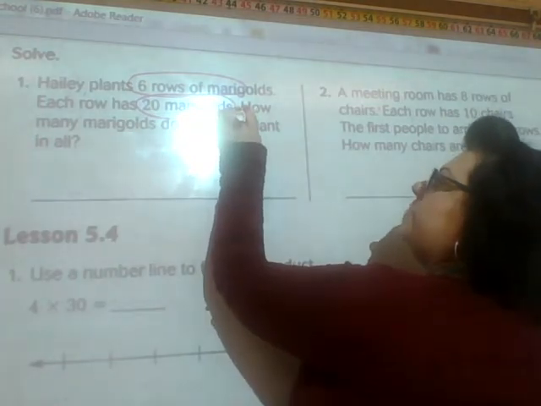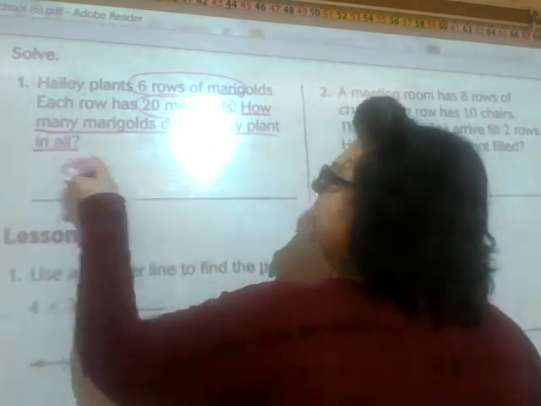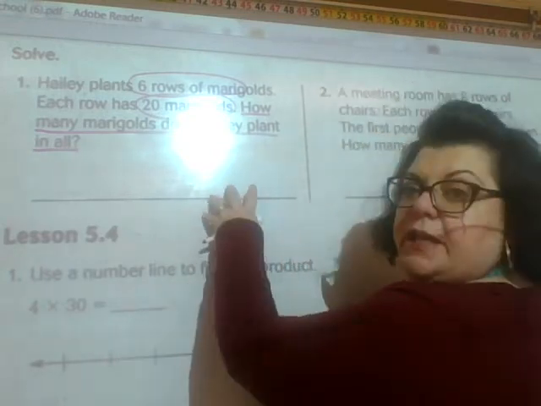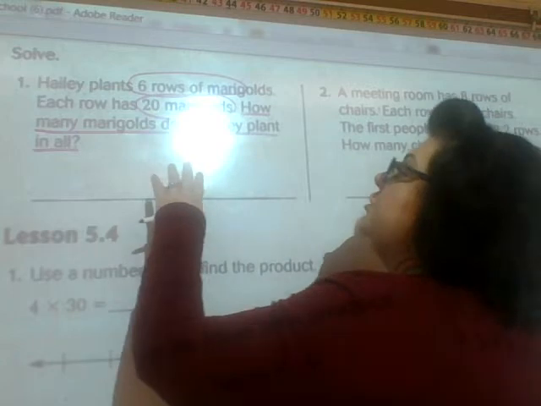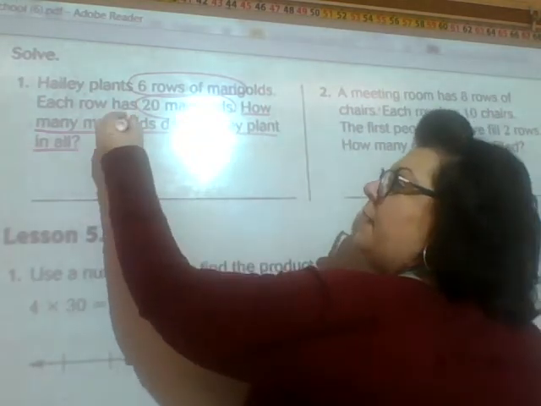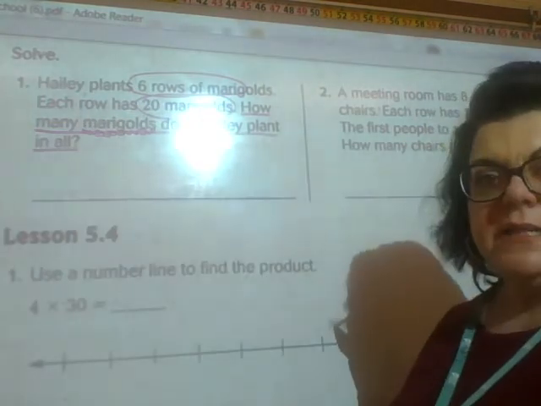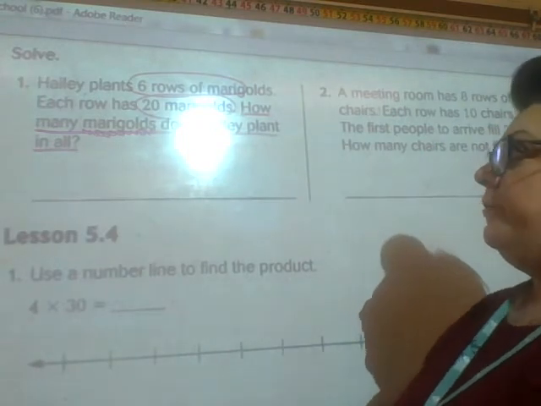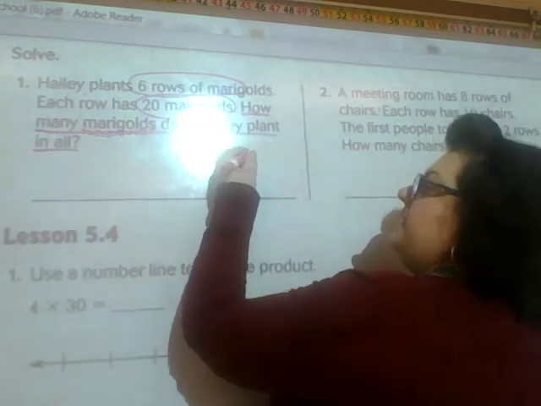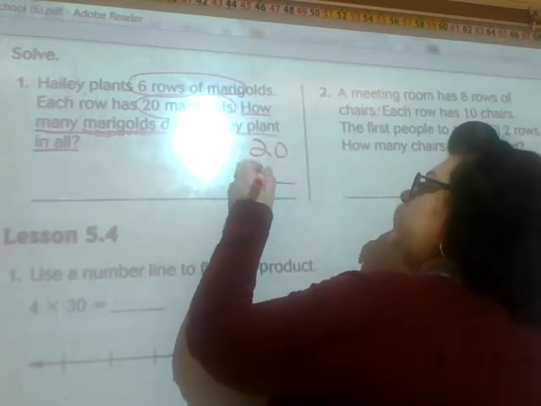And how many marigolds does Haley plant in all? If this was a problem on your test, you ought to take your pencil and underline this question. You need to pick out what your label is going to be. You have to include a label when you write your answer, so make sure you're saying how many what? Marigolds. Maybe draw a little squiggly line under that, like we've done in class, so you know that's going to be your label. So now you're going to have this 2-digit number times a single-digit number.